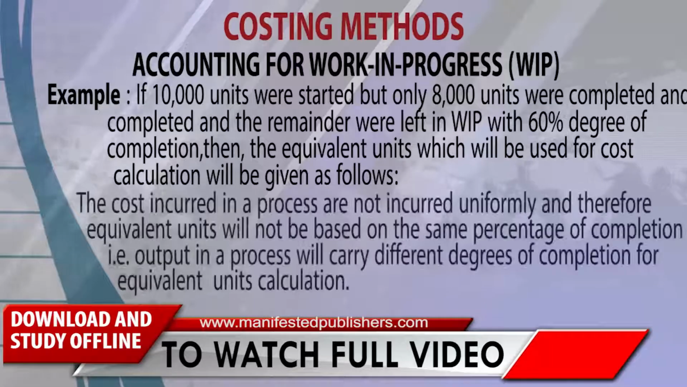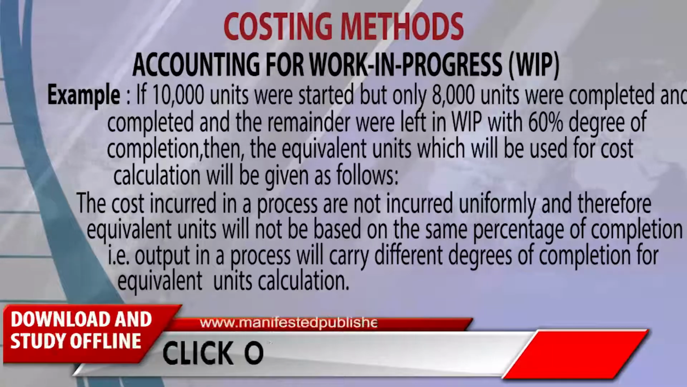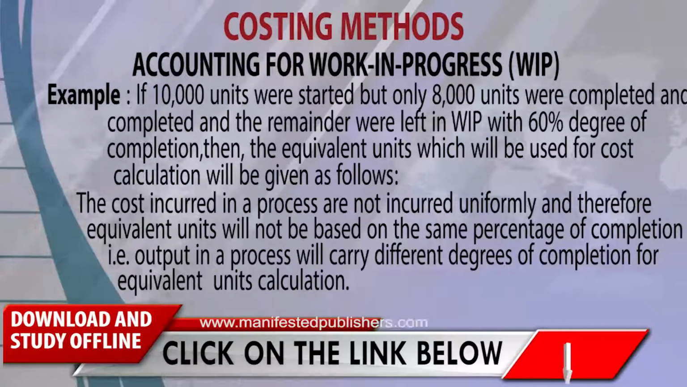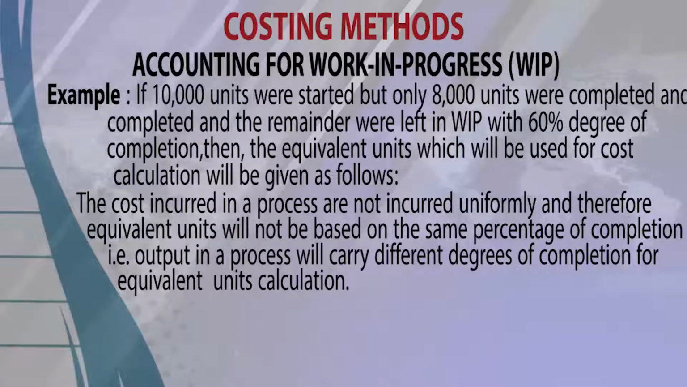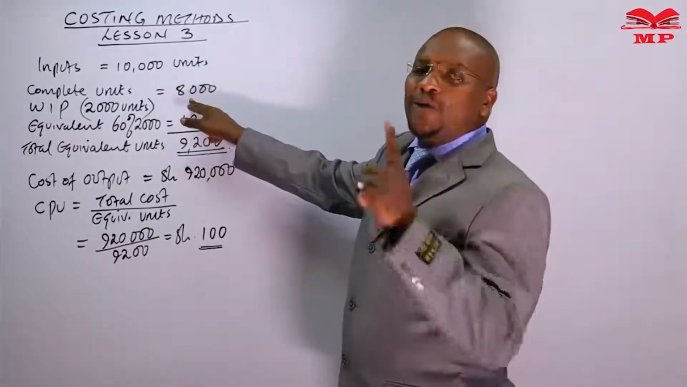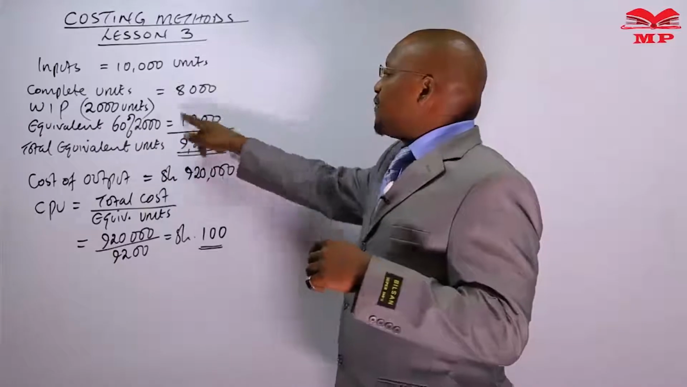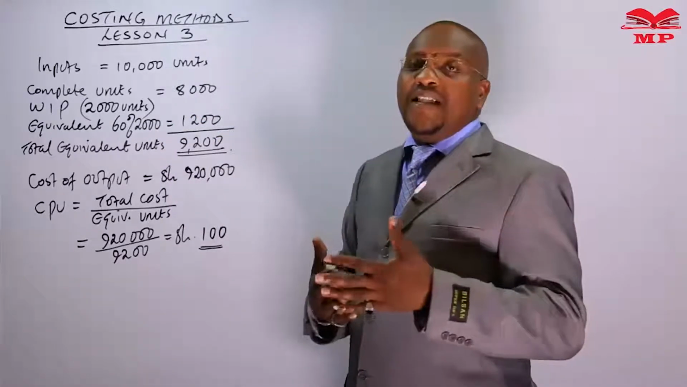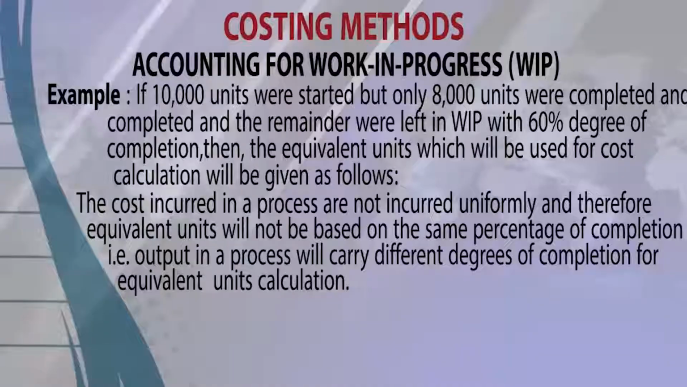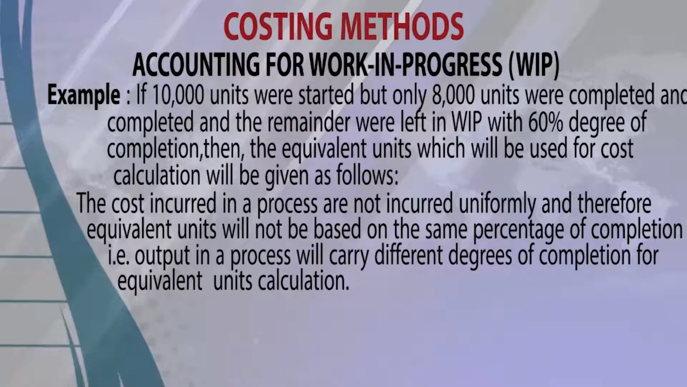Now, the costs incurred in a process are not incurred uniformly, and therefore equivalent units will not be based on the same percentage of completion. That is, output in a process will carry different degrees of completion for equivalent units calculation, which is true. Like these completed units, they are at 100% complete. But these 2,000 units are not 100% complete. They are 60% complete. So that is now a mixture of percentages. And as long as we're able to get the equivalent units, then things become simpler for us.